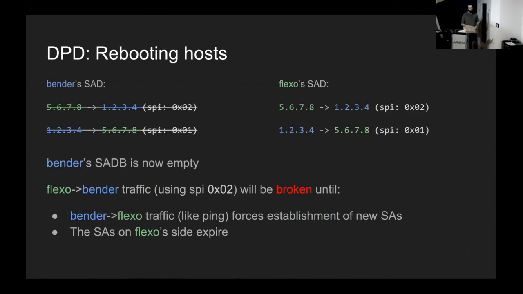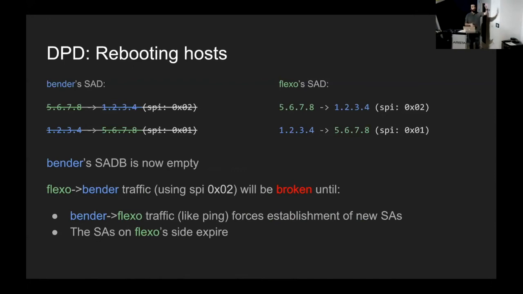When the server crashes, any associations in its database are gone. So Flexo believes it has two associations with Bender. Everything's fine. Bender believes it has no associations whatsoever with Flexo. If Flexo tries to talk to Bender, it will be using an association that Bender knows nothing about, so it will drop all traffic. The server will be completely unable to talk to the other server, but will have no indication that's the case, because traffic will just be dropped.